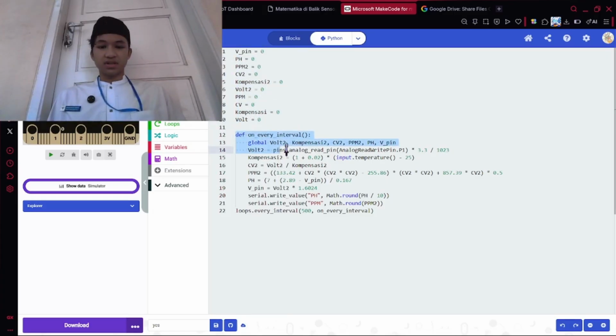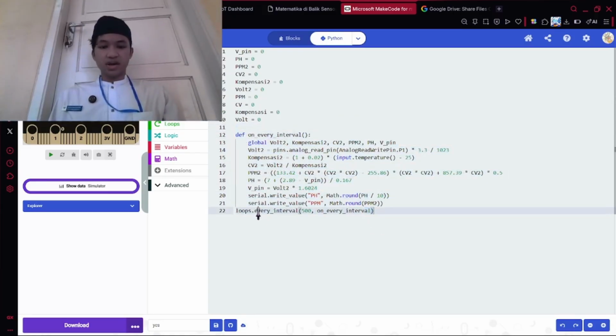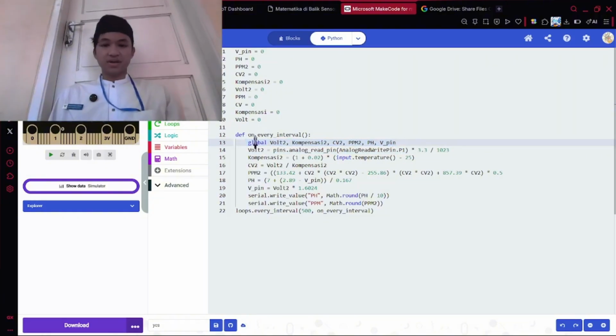Next is to define a loop that runs every 500 milliseconds. You can see here an interval of 500 milliseconds. It is normally set to 500 because here it is set in milliseconds instead of seconds. You can see this global is to make variables accessible inside of the loop or branch of code, so it can be used inside of here.